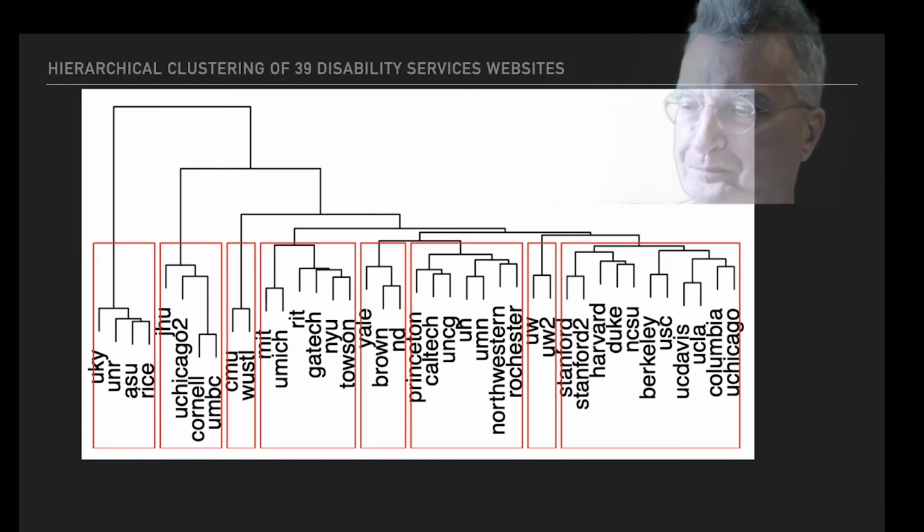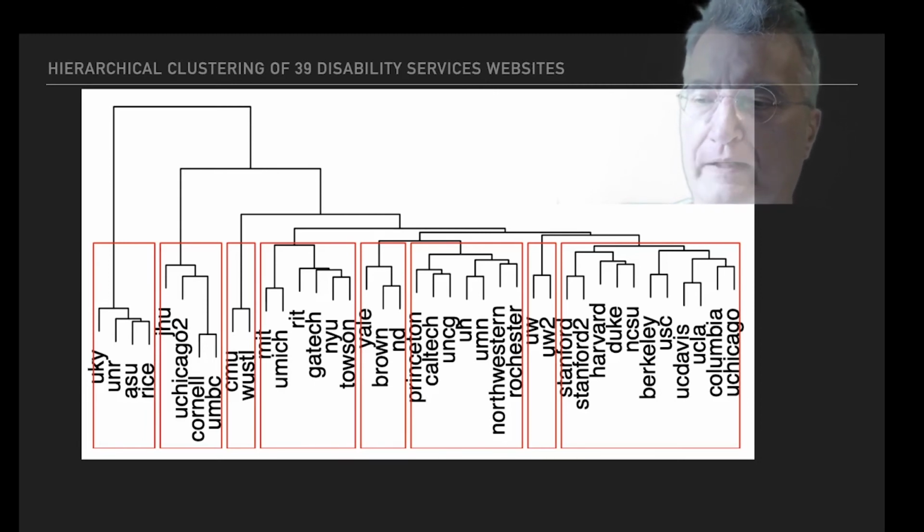lines in the diagram. And you can also see that the next thing that happens is that ASU and Rice are put together in a cluster, and the next thing after that is UNR is added to that cluster, and then the next thing after that is either University of Kentucky is added to that cluster, or Carnegie Mellon and Wustl form a cluster. I'm not sure. I would have to hold a ruler against the dendrogram to tell which one comes next, and so on until they're all in one cluster. So you can cut off this dendrogram at any level that gives you anywhere from n to 1 clusters.